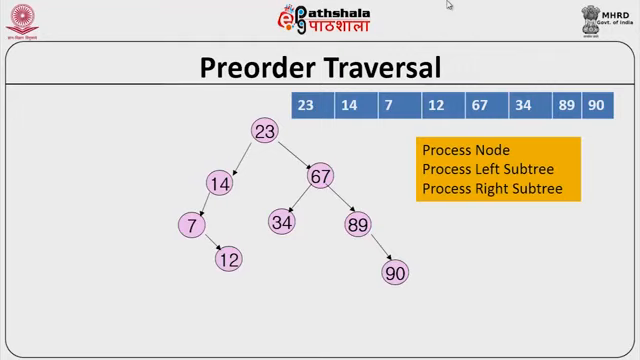Now, you go to the right subtree of 67, where the root node is 89, you process that, you try to go to the left, it is not there. So, you go to the right. So, I am just quickly telling you the process that we followed for pre-order traversal.